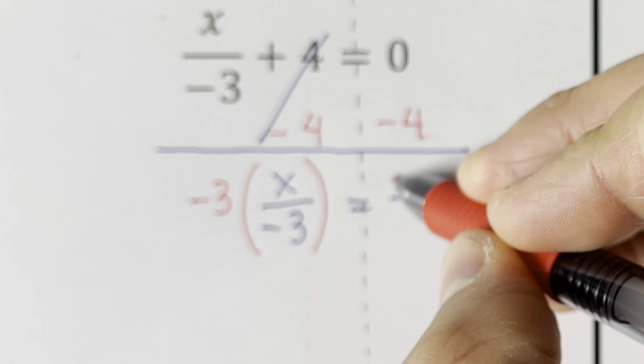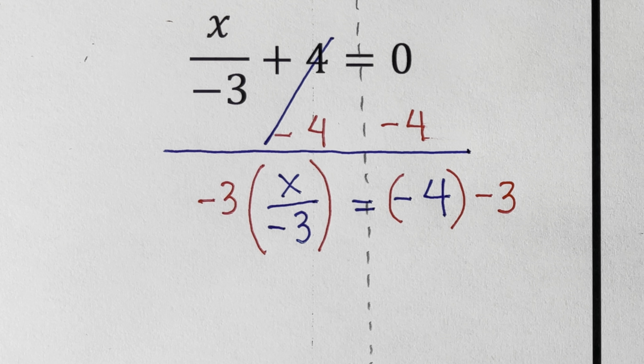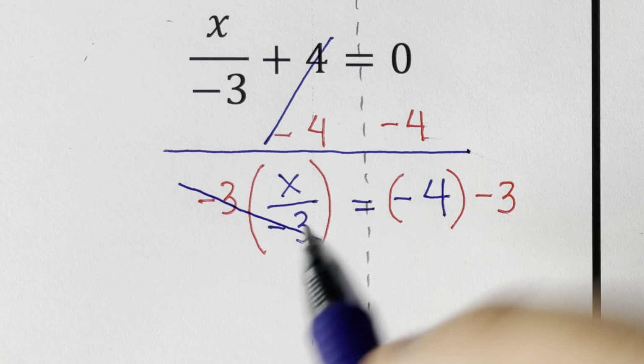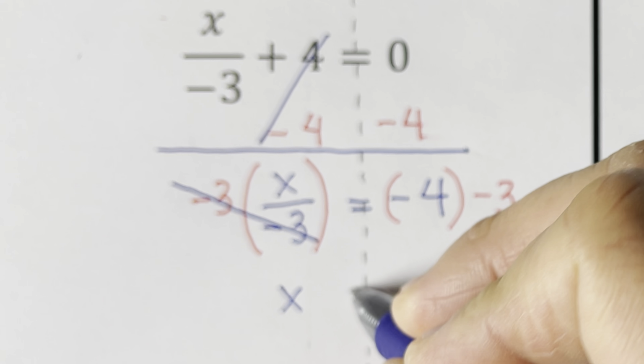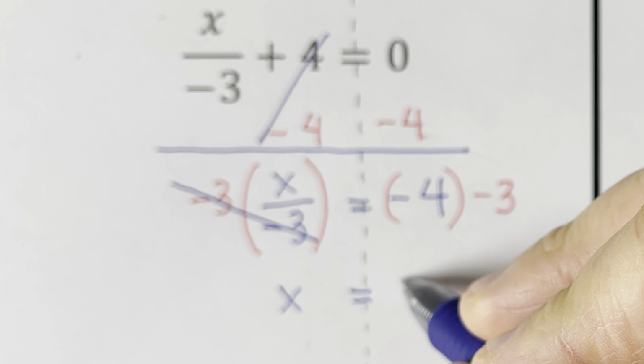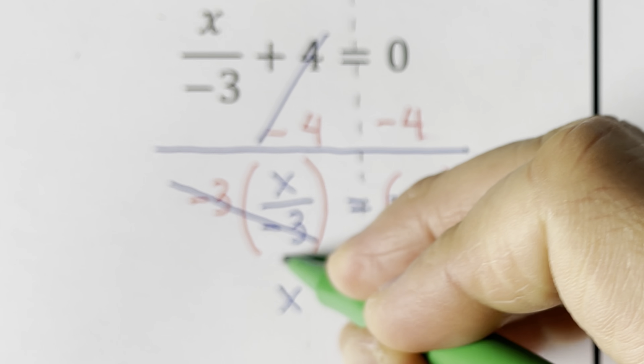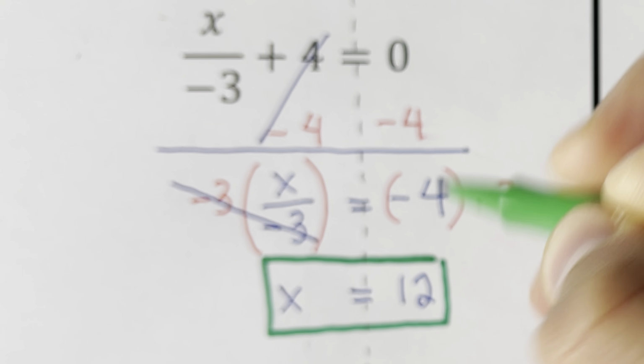So then we do the same thing on the other side. We multiply that by -3. Then we can cross this -3 and -3 out. We are left with x, and that is equal to -4 times -3, which is a positive 12. Remember, two negatives multiplied together will come out positive. So this is the value of x that will make this equation true.